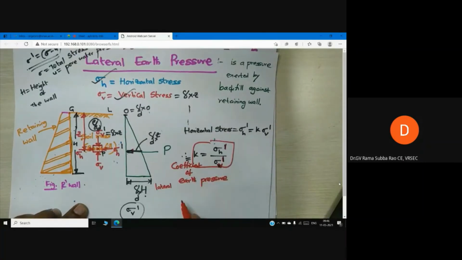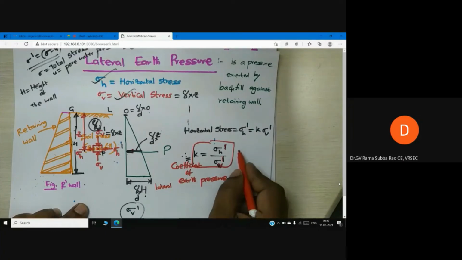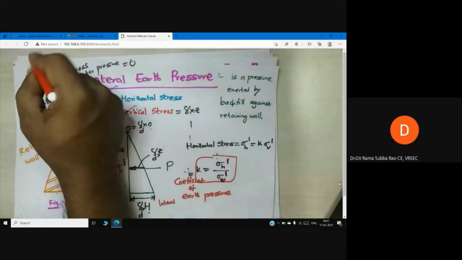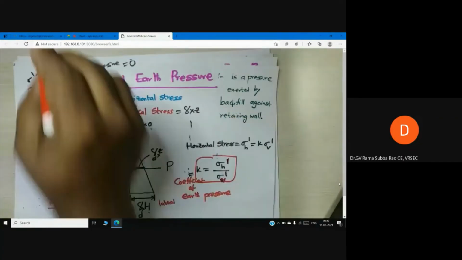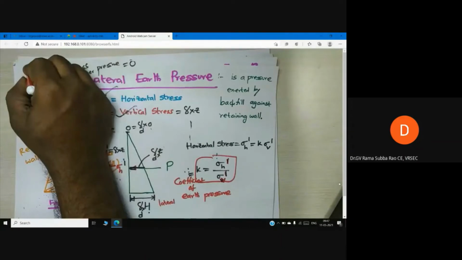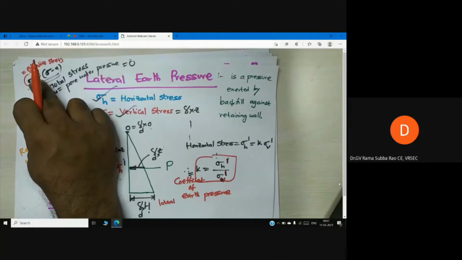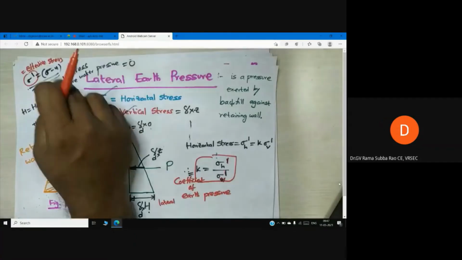Now someone can ask me, what is coefficient of lateral earth pressure? Coefficient of lateral earth pressure is the ratio of horizontal stress to vertical stress, strictly speaking, effective horizontal stress to effective vertical stress. As you know, sigma dash means effective stress. This you studied in your basic geotechnical engineering in the last semester. But I will help you once again. Don't worry, I will teach you how to calculate effective stress.